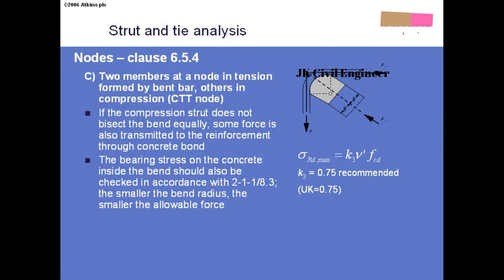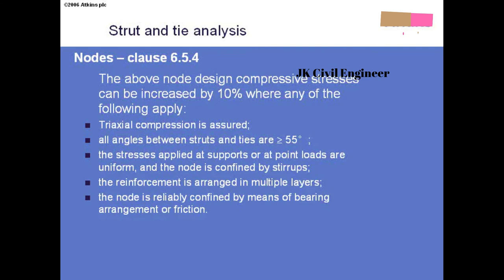And it then mentions in the code that we've got the possibility of increasing any of those compressive stress limits by 10% if we comply with any of the following bullets. And the reality is the only one that's actually possible or easy to demonstrate is the second bullet. If we've made sure that all the angles between struts and ties are greater than 55 degrees, then that's like a tick. It's quite easy to demonstrate that. The others are a bit more nebulous.